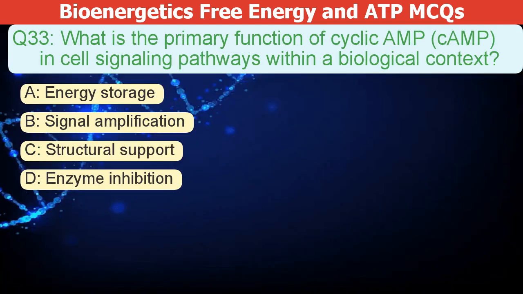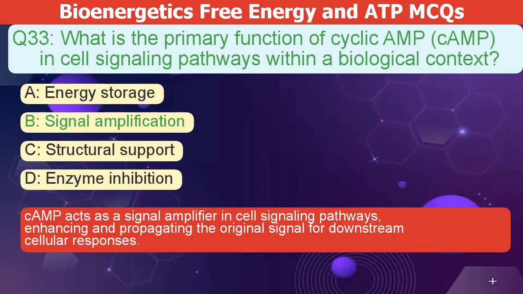What is the primary function of cyclic AMP or cAMP in cell signaling pathways? A. Energy storage. B. Signal amplification. C. Structural support. D. Enzyme inhibition. The correct answer is B. cAMP acts as a signal amplifier in cell signaling pathways, enhancing and propagating the original signal for downstream cellular responses.